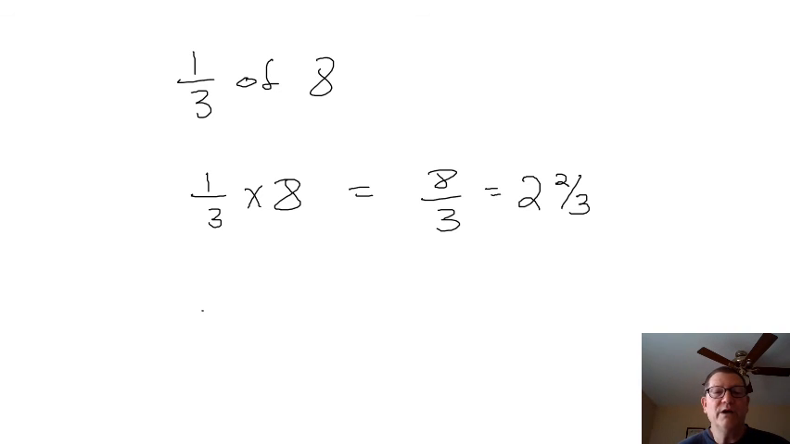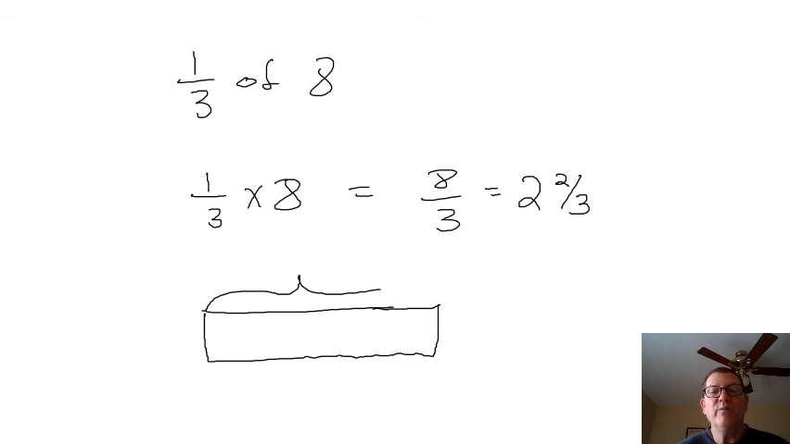Because if you go back to the other way, here's our tape diagram, and we know the total is 8. We're splitting it into thirds, so that means each one would be 8/3.